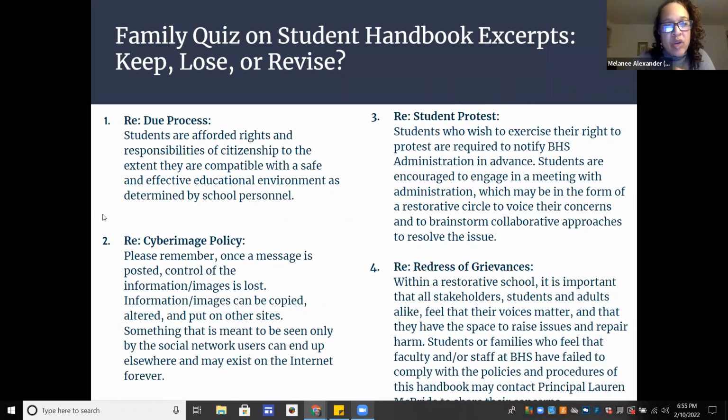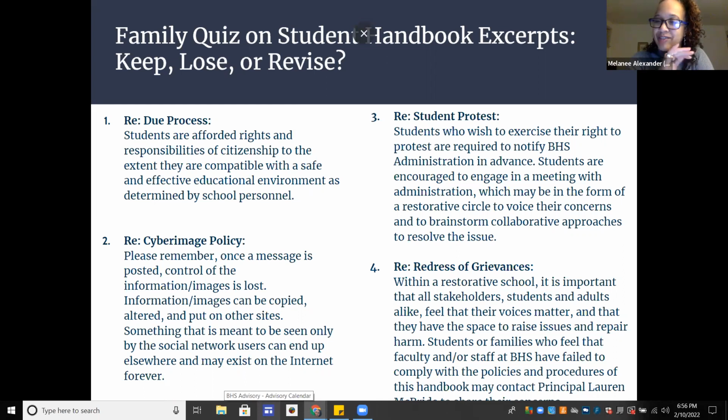So I have a quick quiz for our parents and actually for the faculty who are on here. Just take a moment. The question is, do we lose any of these elements? These are excerpted directly from the student handbook. So do we lose anything here? What do we keep? And what do we revise? These are the three questions that students and faculty will be engaging in during this next semester. As you take a moment and read only one of those excerpts, what do you think? Do we keep, lose, or revise?